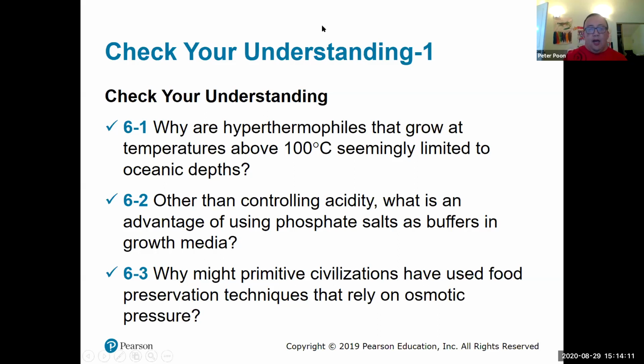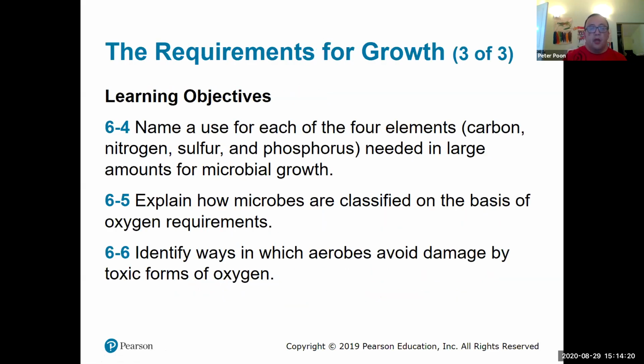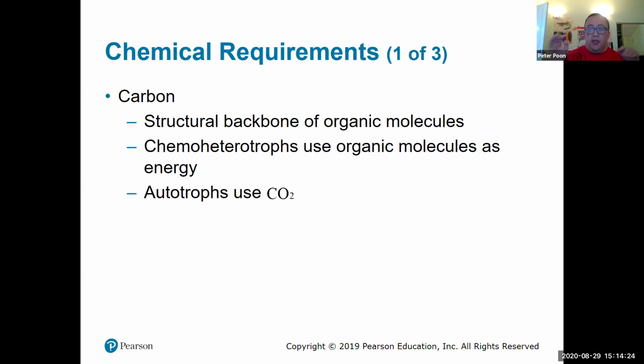Make sure you understand these. Carbon is the structural backbone of organic molecules, right? We use carbon to build things. Autotrophs can use CO2. Heterotrophs can use things that are derived from autotrophs using CO2. But we all need carbon.